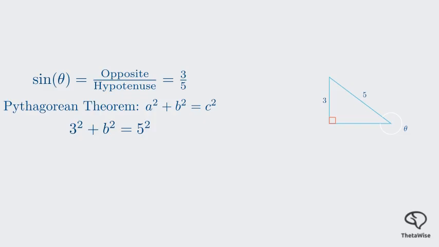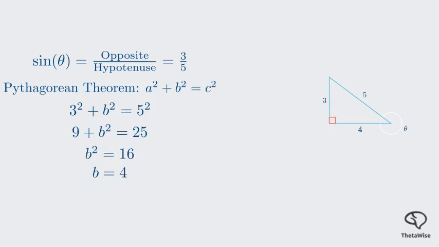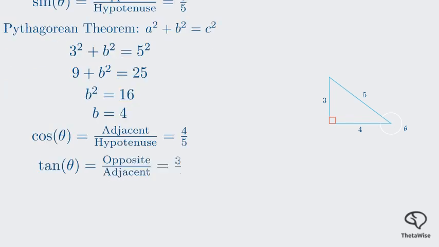Plugging in our values, we get 3 squared plus b squared equals 5 squared. That's 9 plus b squared equals 25. Subtracting 9 from both sides gives us b squared equals 16. Taking the square root, we find that b, our adjacent side, is 4. Now that we have all 3 sides, we can find the cosine and tangent. Cosine of theta is adjacent over hypotenuse, which is 4 over 5. Tangent of theta is opposite over adjacent, which is 3 over 4. So we've successfully found all 3 basic ratios for this triangle.